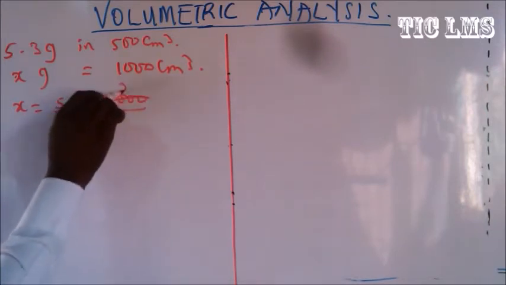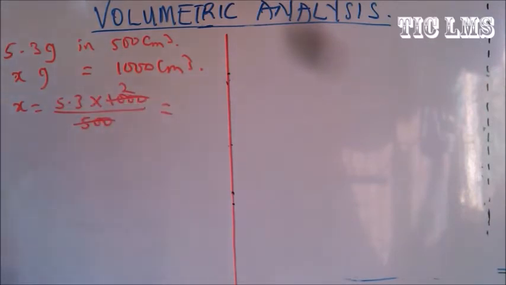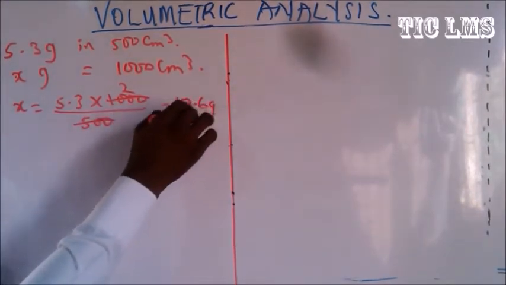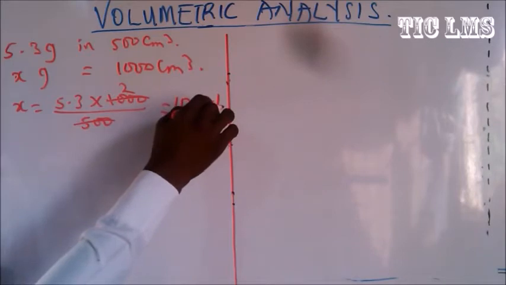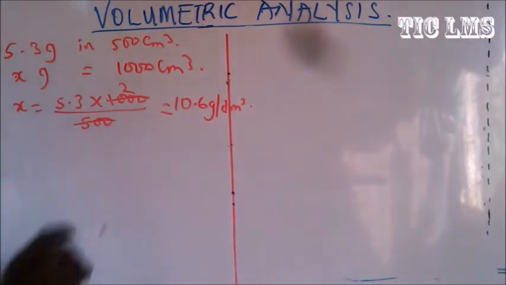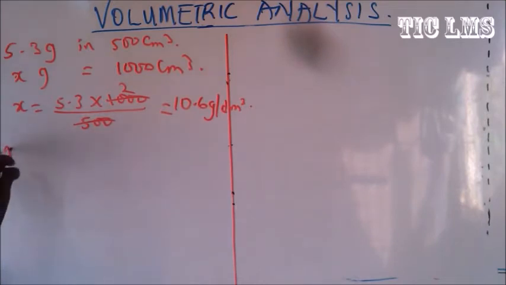And so it's more like multiplying it by 2. So 5.3 multiplied by 2, that gives 10.6 gram per dm cubed. Alright, so that is already gotten. Now we have to look for the molar mass.